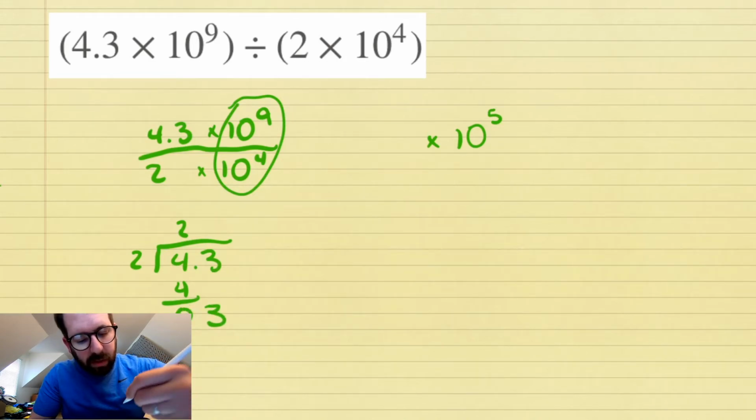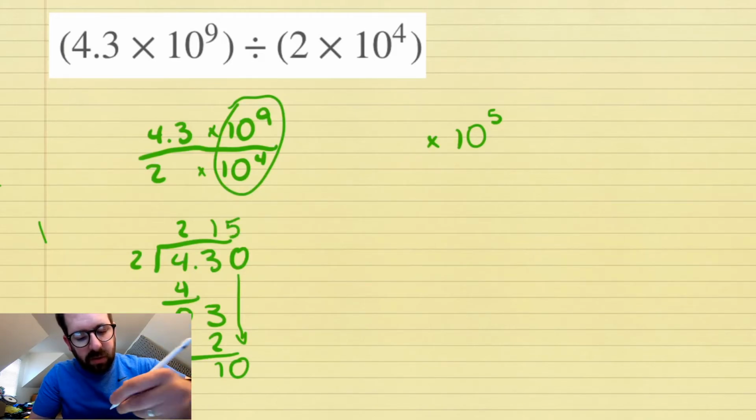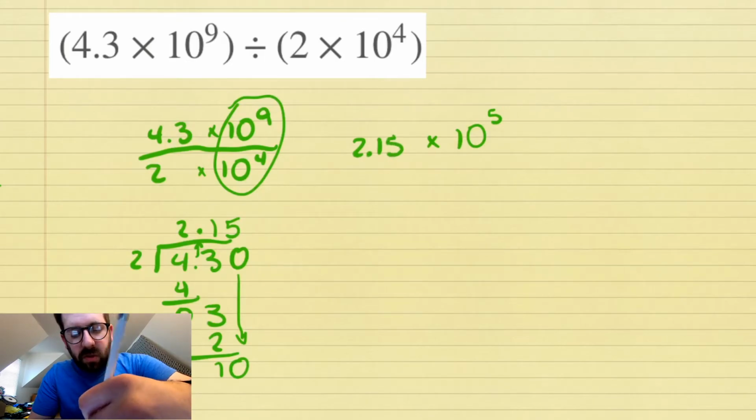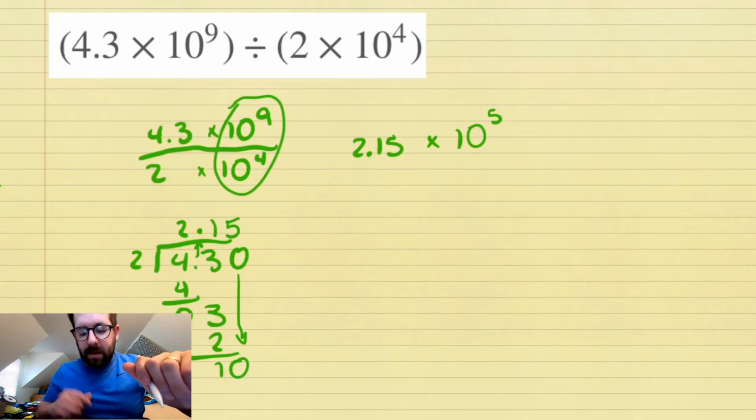Alright, so 2 goes into 4 twice, so that's a 4. Subtract, you get 0, bring down the 3. 2 goes into 3 once. Bring down the 1, I have another 0, because you can always put zeros in the back. Bring this straight down. 2 goes into 10 5 times. Alright, and so what we have, if this decimal goes straight up, it's 2.15, and again, you can type it in your calculator if you need to. But it's 2.15 times 10 to the 5th, and that would be the answer for this one.